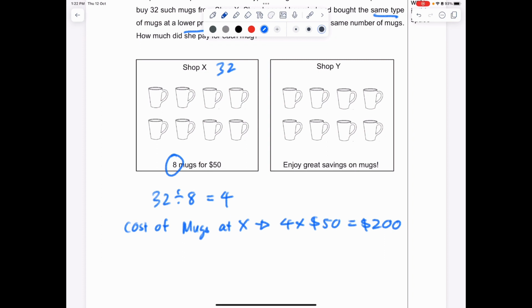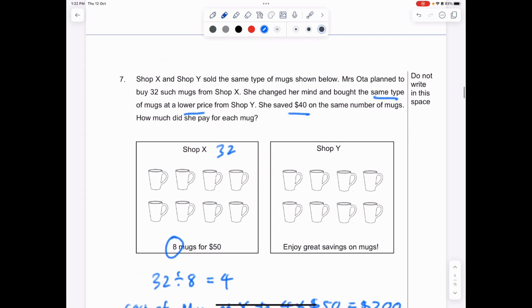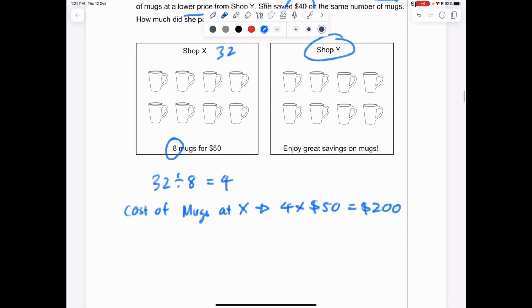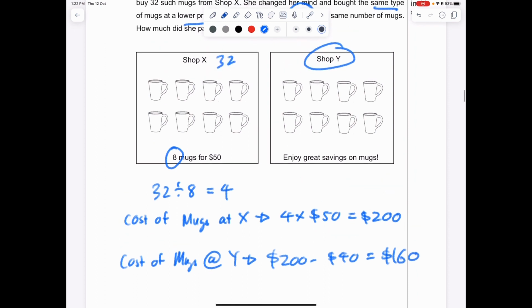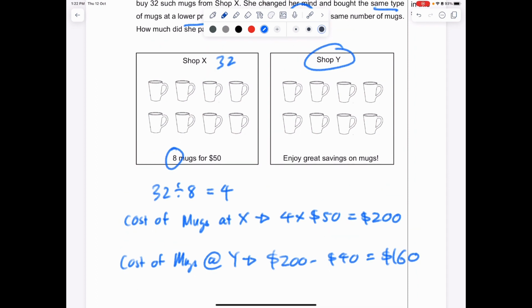But did she actually pay 200? No. They said that she saved $40 by buying from shop Y. So now I want to know how much did she pay at shop Y. So cost of mugs at shop Y would be 200 minus away $40 because that is the amount of savings, right? And that is 160. So she paid 160 at shop Y for the same number of cups, 32.